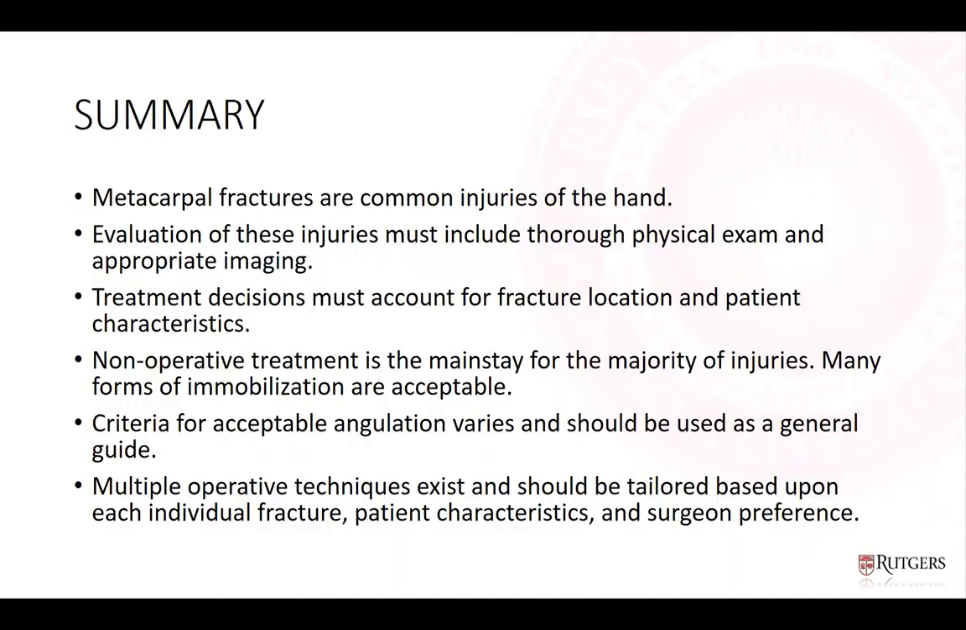So just in summary, metacarpal fractures are common injuries of the hand. Evaluation of these injuries must include a thorough physical exam and appropriate imaging. Treatment decisions must account for fracture location and patient characteristics. Non-op treatment is the mainstay for the majority of these injuries, and many different forms of mobilization are acceptable. Criteria for acceptable angulation varies and should be used as a general guide, and multiple operative techniques exist and should be tailored based upon each individual fracture, patient characteristics, and surgeon preference.